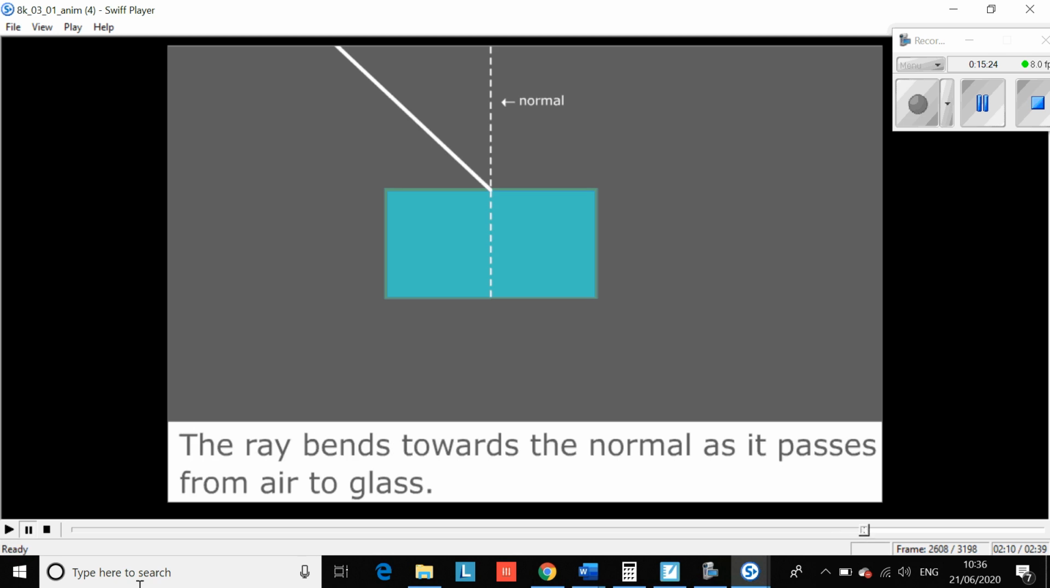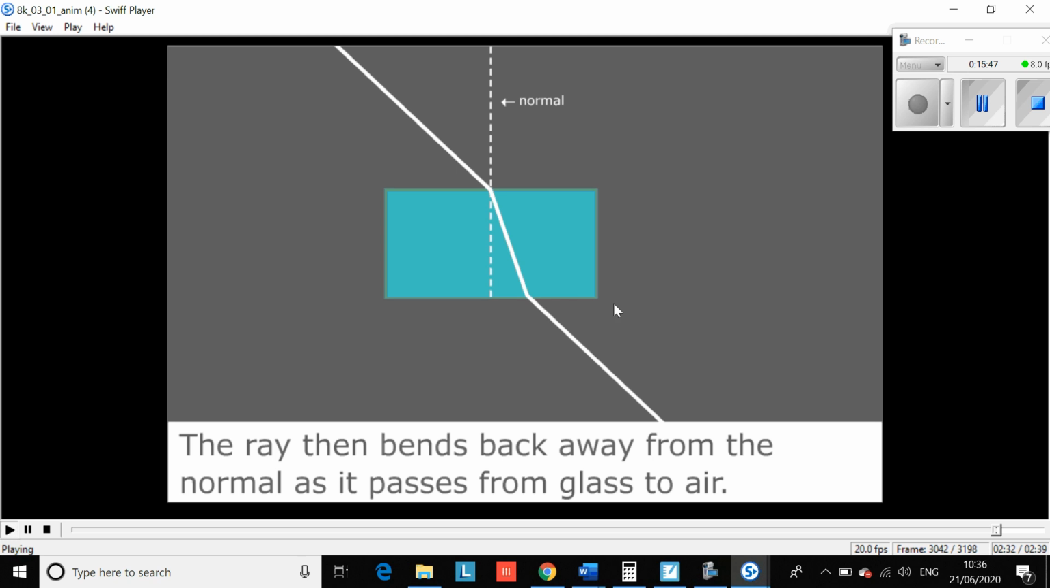So there's our beam of light, there's our normal. It causes our beam to bend towards the normal. If it was following its path, it would go off like this, but it's not. The beam of light bends towards the normal as it goes into a material which is more dense, like glass, and it bends back away from the normal when it goes to a less dense material, from say glass back to air.